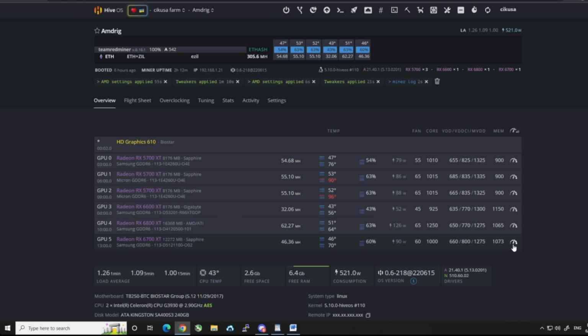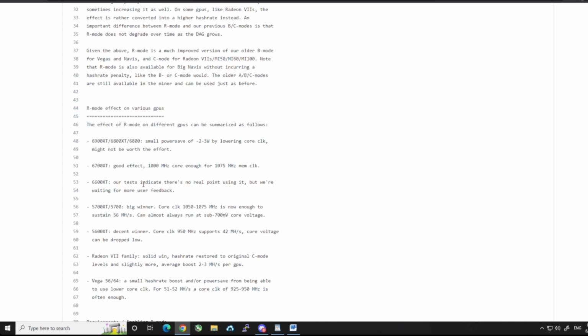Last card, but not least, is basically 6700 XT. I would say that's a kind of popular card. I'm going to touch briefly on the TeamRedMiner ETH hash tuning guide for R mode here. As you can see, guys, they're giving us a guide on what each card is achieving in R mode. The best effect we got from all of the cards is on 6700, because before, 6700 needed around 1350 megahertz on core to be able to run a memory clock of 1075. Now you can run 1000 and get the same hash rate like before.